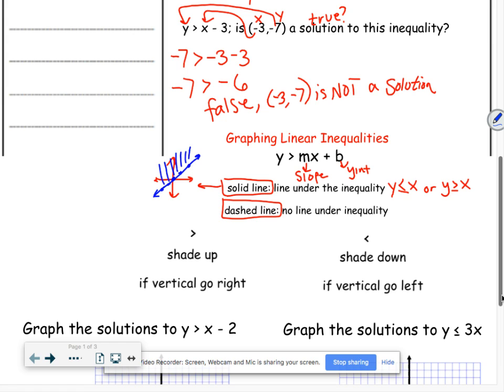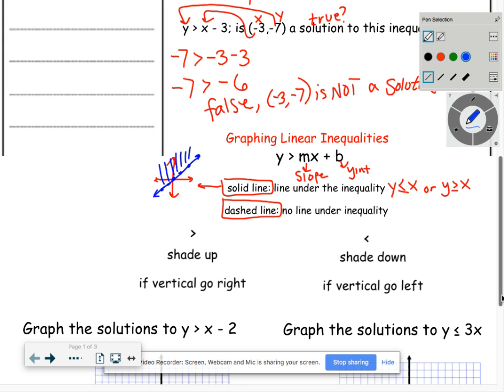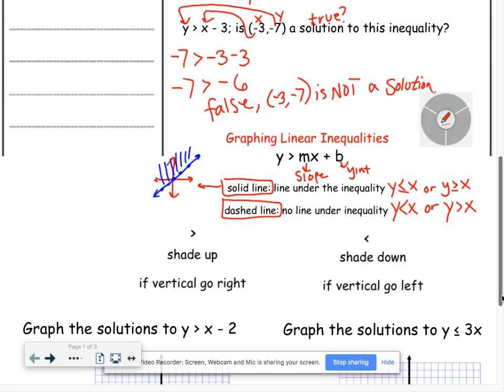A dashed line means there's no line under the inequality. That would be something like y is less than x, or y is greater than x. That means it can't equal the line. It can be any other value, but it cannot equal the line.